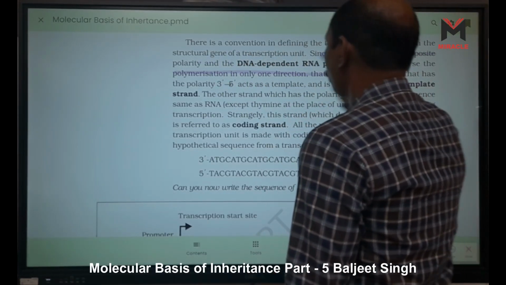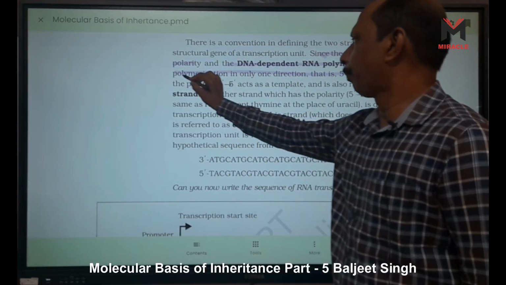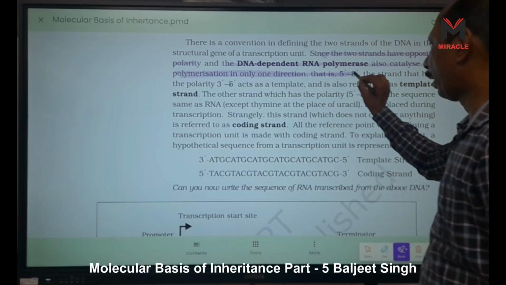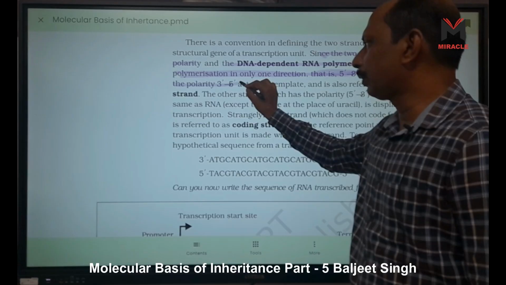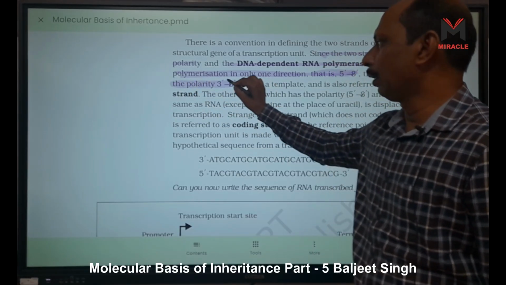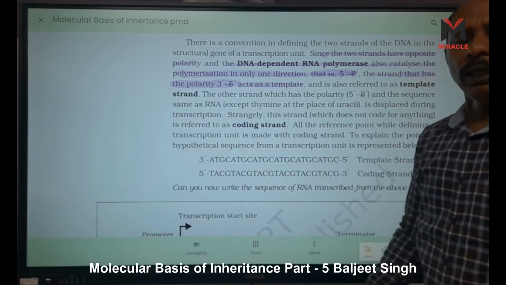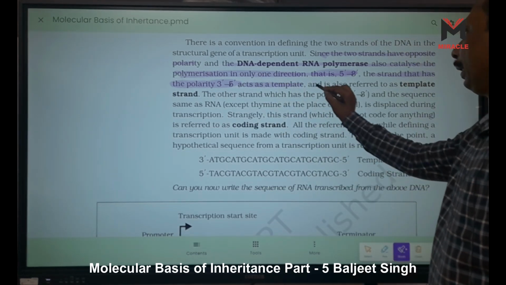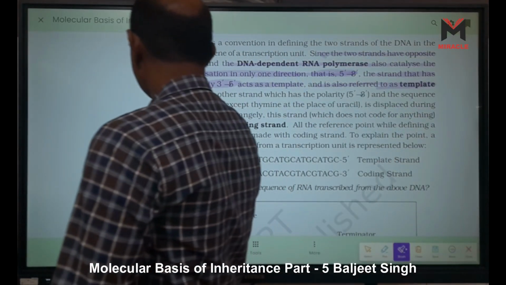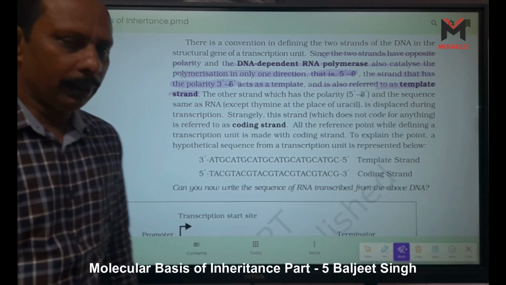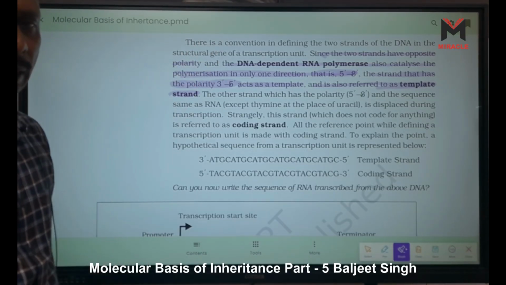Two strands have opposite polarity, that is the first thing, and DNA-dependent RNA polymerase also catalyzes the polymerization in only one direction, that is 5' to 3'. The strand that has the polarity of 3' to 5' acts as a template strand, and it is referred to as the template strand because new messenger RNA is formed on this strand, right?